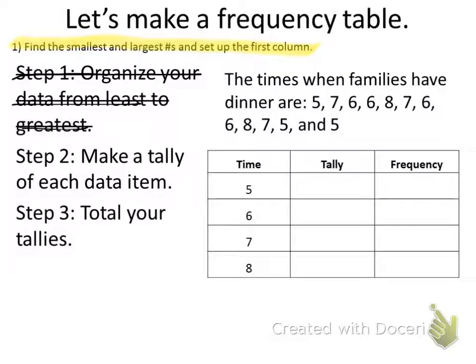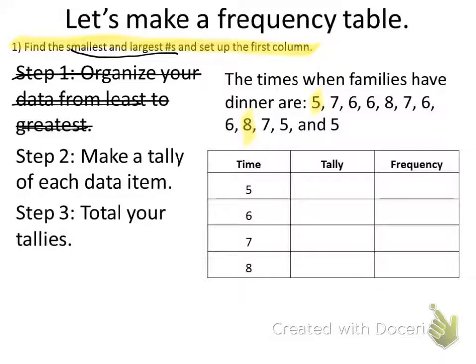Copy that down, and then now we're going to talk about what that means. We're going to make a frequency table about what time families have dinner. So we have a group of families and they have dinner at 5, 6, 7, and 8 it looks like. For step number 1, you need to find your smallest and largest numbers, okay? So our smallest number is 5 and our largest is 8.